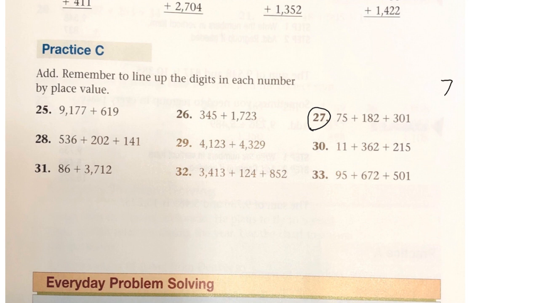We can put 75 on top, 182, then 301. Lining them up helps us add more carefully.